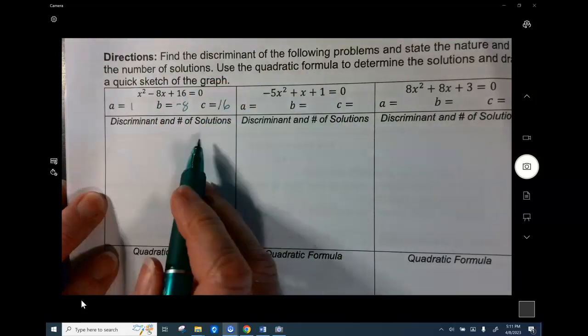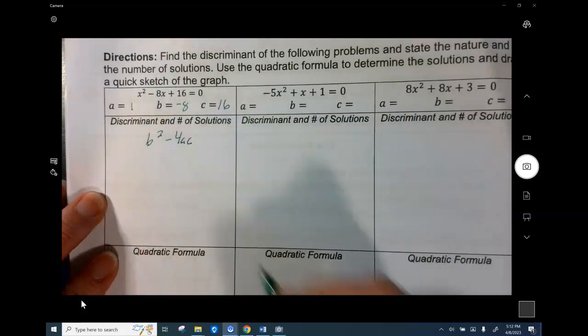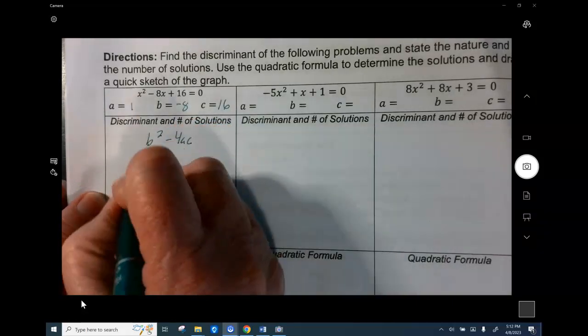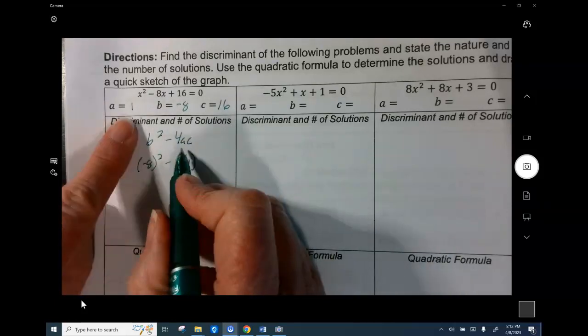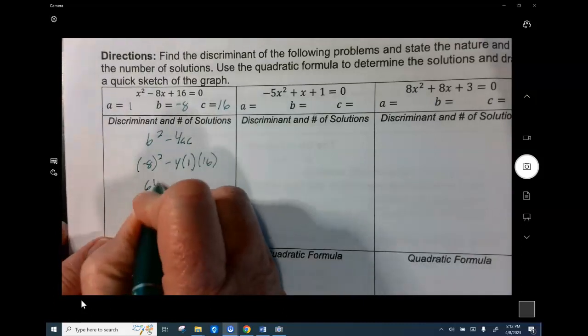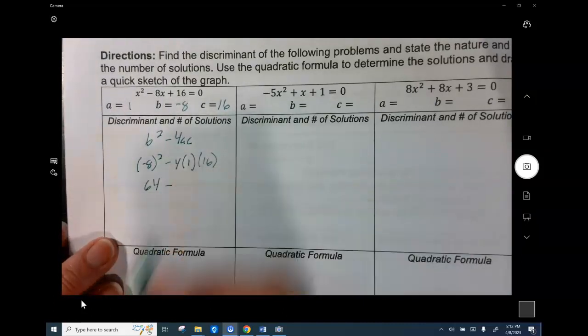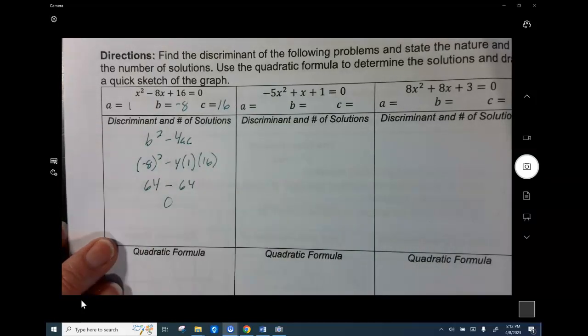So now we're going to find the discriminant. Remember, the discriminant is just b squared minus 4ac. Okay? Now we're going to plug that in. Negative 8 squared minus 4 times 1, because that's A, times C, which is 16. That gives us 64 minus 16 times 4, 64. That gives us 0. So our discriminant is 0.